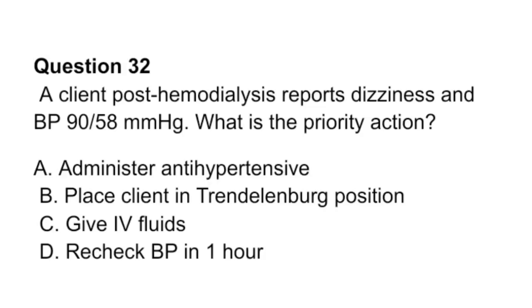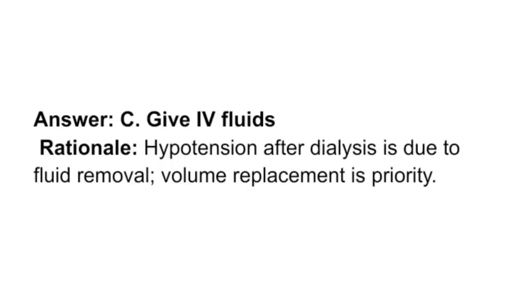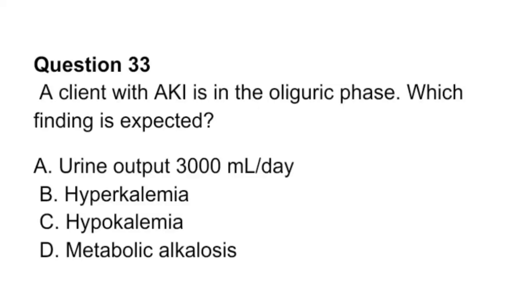Question 32. A client post-hemodialysis reports dizziness and BP 90/58 millimeters of mercury. What is the priority action? A. Administer antihypertensive. B. Place client in Trendelenburg position. C. Give IV fluids. D. Recheck BP in 1 hour. Answer: C. Give IV fluids. Rationale: hypotension after dialysis is due to fluid removal. Volume replacement is priority.